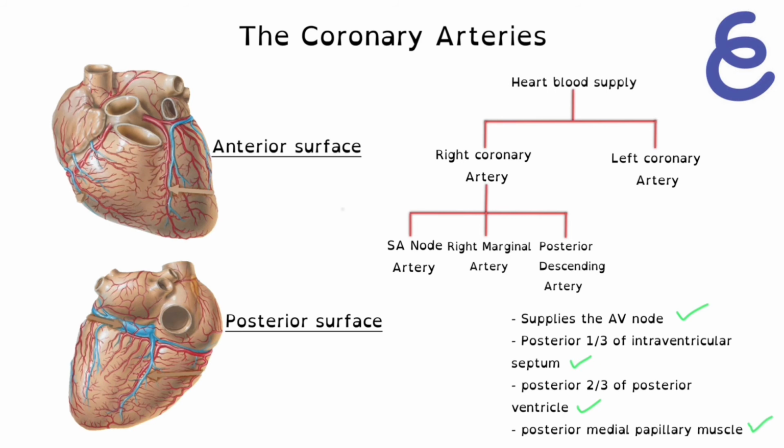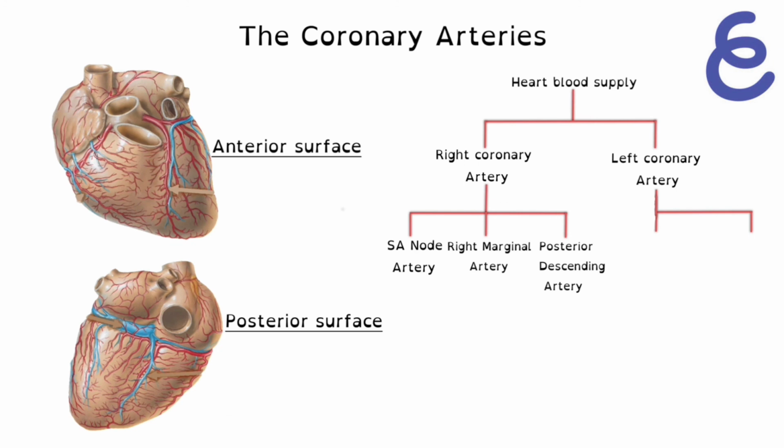Therefore, in this example, this patient is right heart dominant because the posterior descending artery is coming from the right coronary artery. In a patient that's going to be left heart dominant, that means that the posterior descending artery is coming from the left coronary artery. In the patient that's going to be co-dominant, it means that the posterior descending artery will be supplied by the right coronary artery and the left coronary artery.